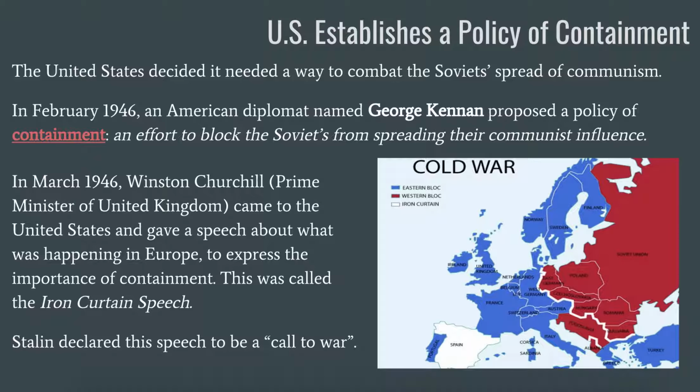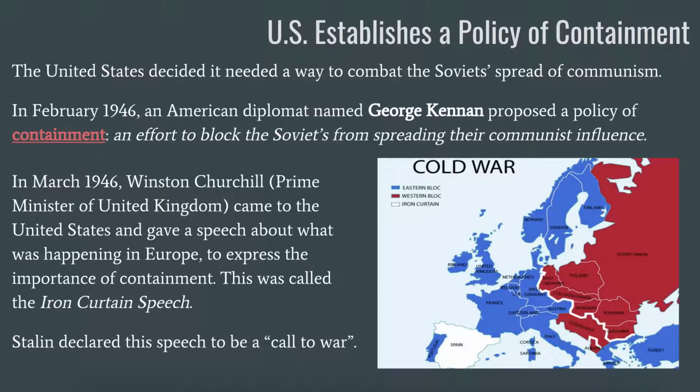And in order to encourage this policy of containment, Winston Churchill, the Prime Minister of the United Kingdom, Great Britain, came to the United States and gave a speech called the Iron Curtain speech and explained what was happening in Europe. So he was trying to explain to people that there's this Iron Curtain, this white line that's descended across Europe, and the Soviet Union is kind of dividing Europe by spreading their communist influence, and we need to focus on this policy of containment to prevent the Soviet Union from spreading any farther.